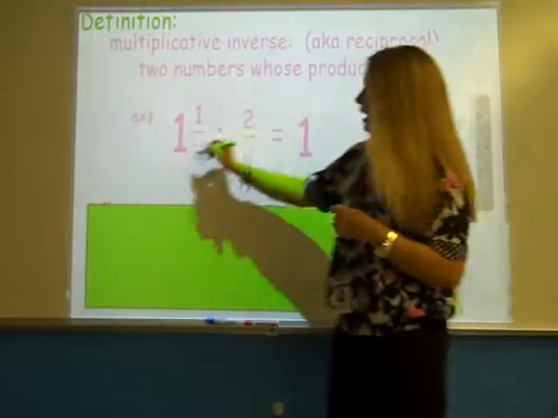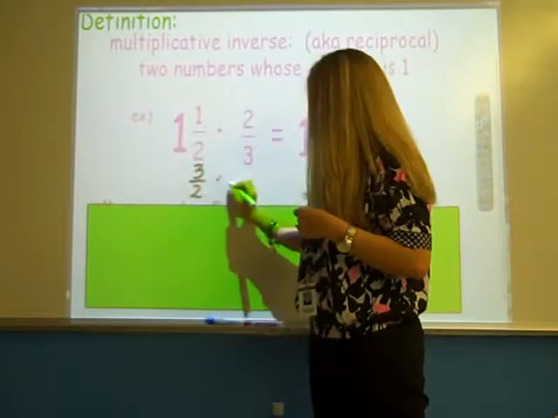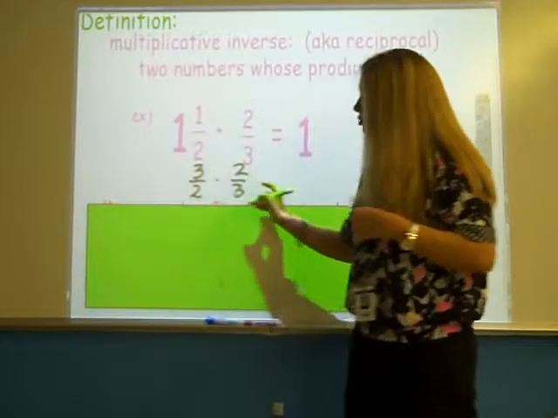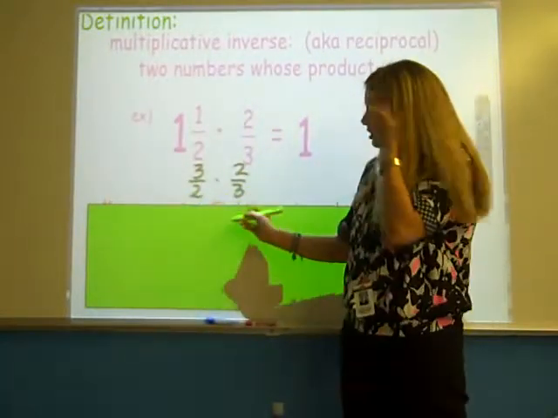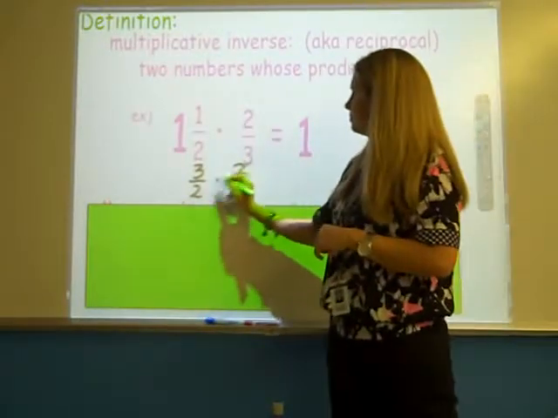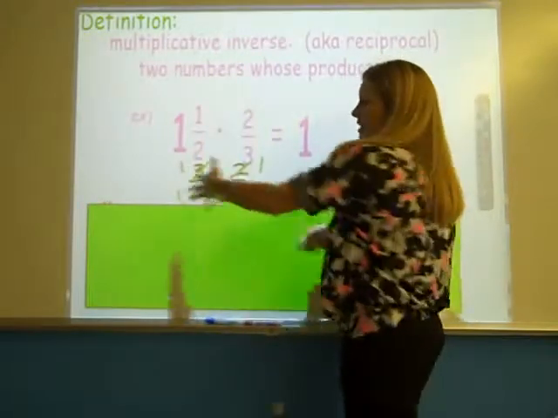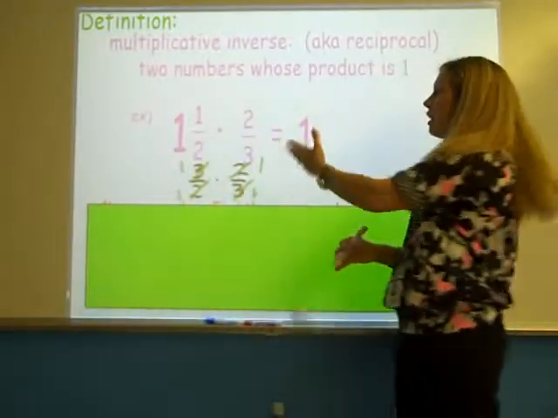Let's see. 1 1/2 means 3/2 times 2/3. And when you multiply these, you can actually cancel out. The 2 and the 2 can become 1 and 1. And the 3 and the 3 can cancel out and become 1 and 1. So everything cancels each other out and you get 1.